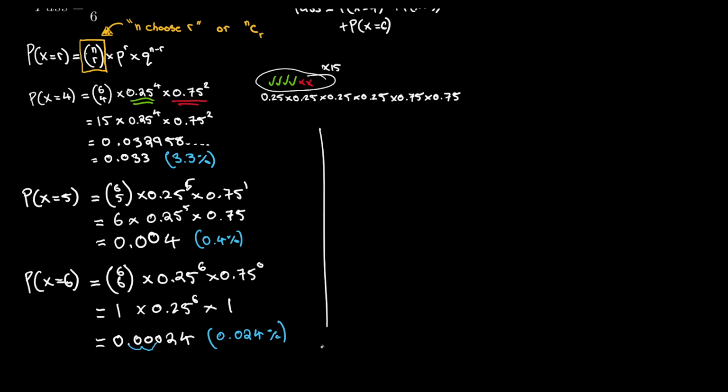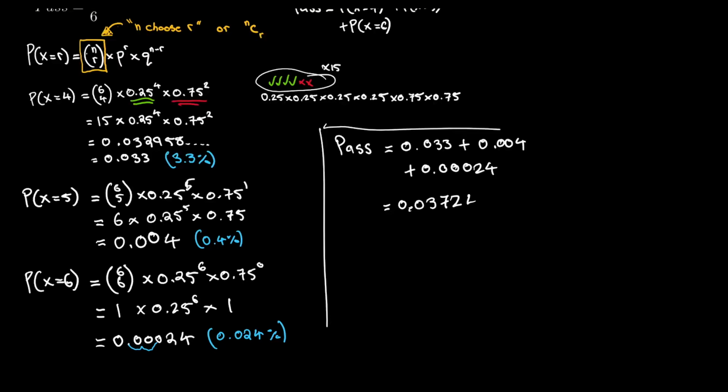And so the probability to pass would be equal to 0.033 plus 0.004 plus 0.00024, which gives me roughly about a 3.72% chance to pass if I'm just guessing, which is really, really low.